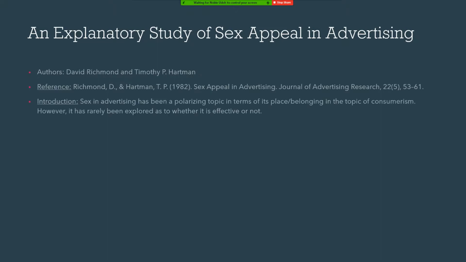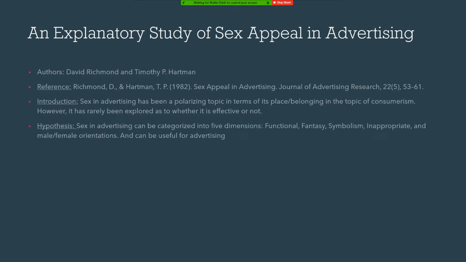The introduction. So sex in advertising has been a very polarizing topic in terms of its place slash belonging in the topic of consumerism. However, it's rarely been explored as to whether it is effective or not. So the hypothesis of the article is that sex in advertising can be categorized into five dimensions: functional, fantasy, symbolism, inappropriate, and male and female orientations, and can be useful for advertising if used properly.